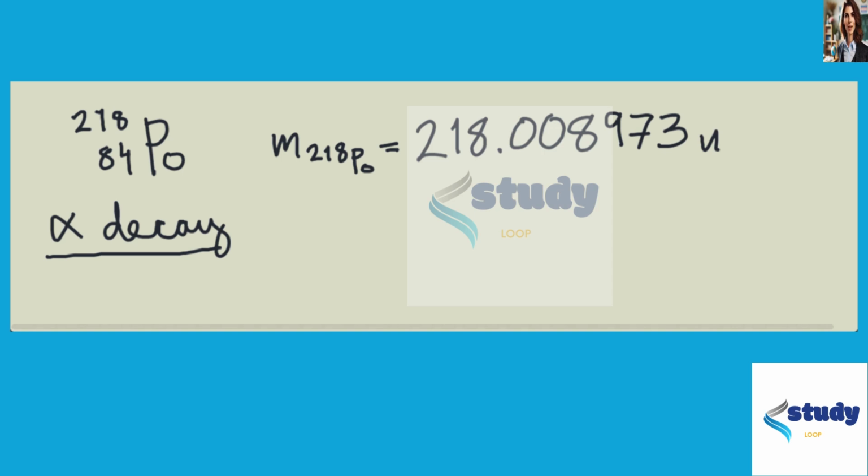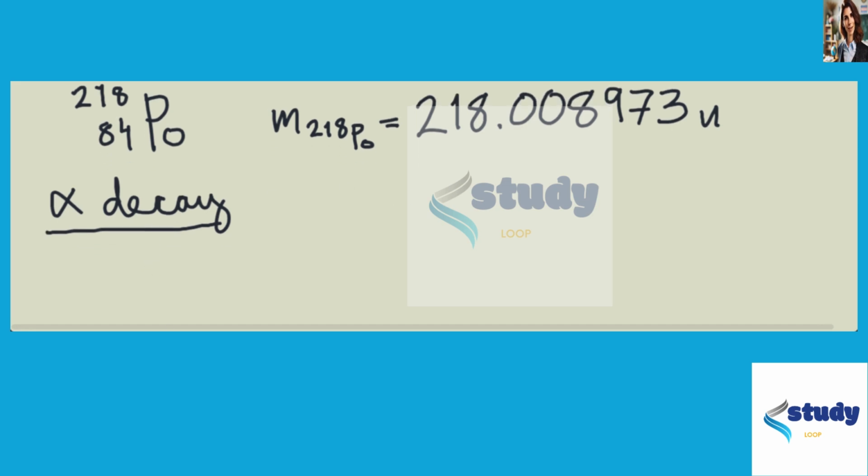In this problem, we are asked to find the maximum kinetic energy in the decay of polonium from first the alpha decay process and next the beta negative decay process. For an alpha decay, let's write out the reaction.